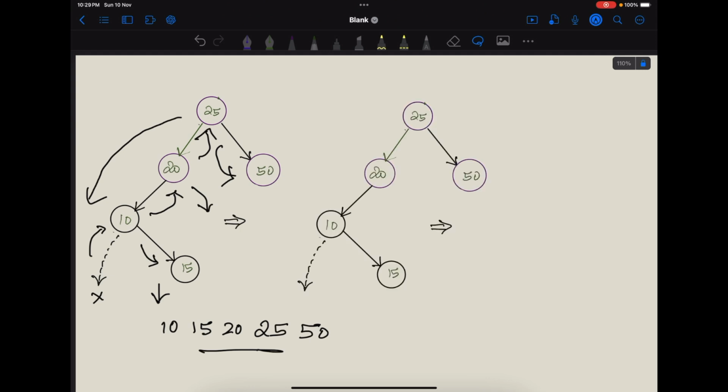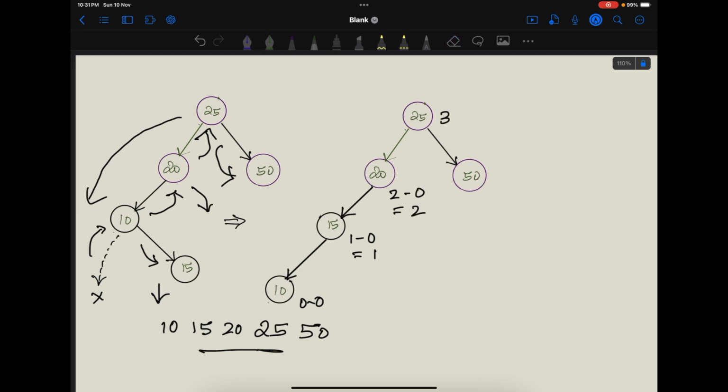So according to the situation, the 10 will be coming to the left hand side of 15. Now you have to do the rotation. After the rotation, you have to check the balance factor. In 10, 0 minus 0; in 15, 1 minus 0 equals 1; in 20, 2 minus 0 equals 2; in 25, 3 minus 1 is equal to 2.